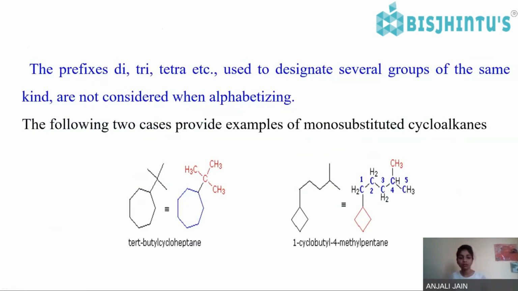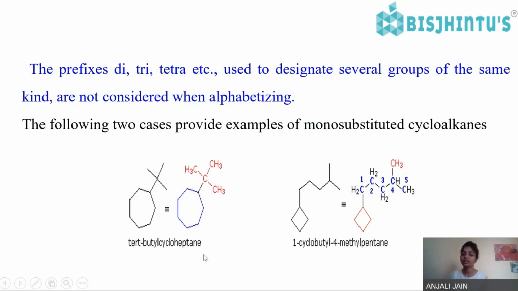Like if there are three methyl groups attached over here, what will I do? Tertiary butyl cycloheptane. Why? Because this is a 3-degree carbon, since this center carbon is attached to 3 other carbons. That is why this is tertiary butyl cycloheptane. And over here, this is a cyclic structure of a 7-membered ring. That is why it is cycloheptane.